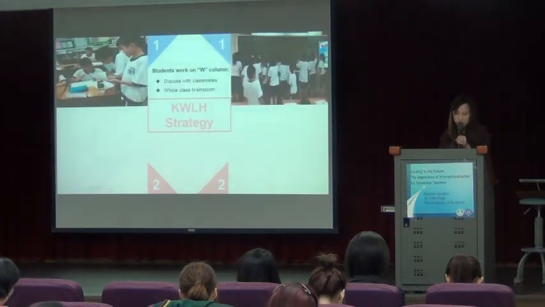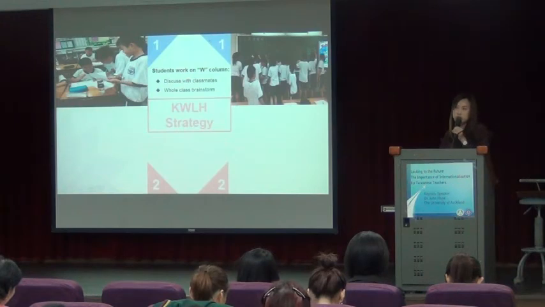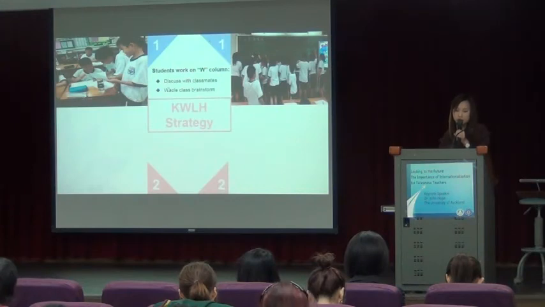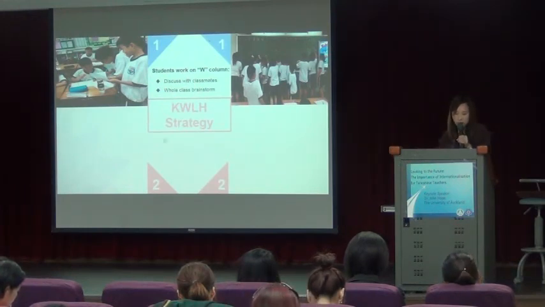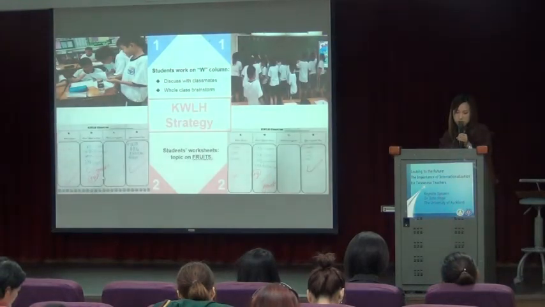You can see a picture of students working on the W column. W means what I know, but sometimes students didn't have lots of ideas. So I ask them to discuss with their classmates, or sometimes I will ask them to do a whole class brainstorm. So they can have those kinds of ideas and think about what they really want to know and write it down. So here are some worksheets that students have done.